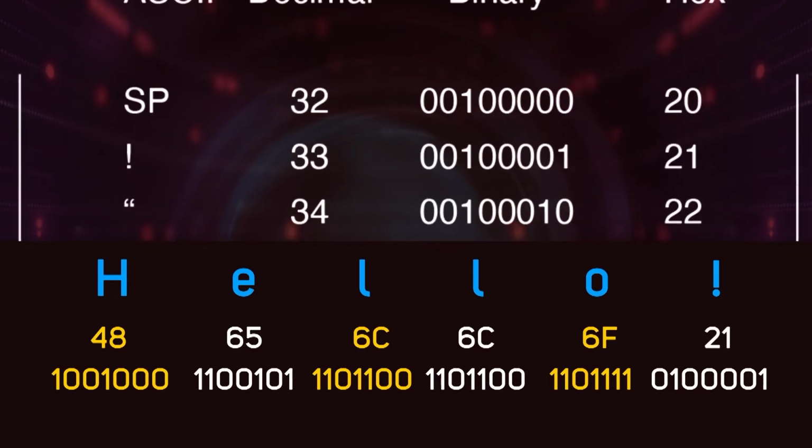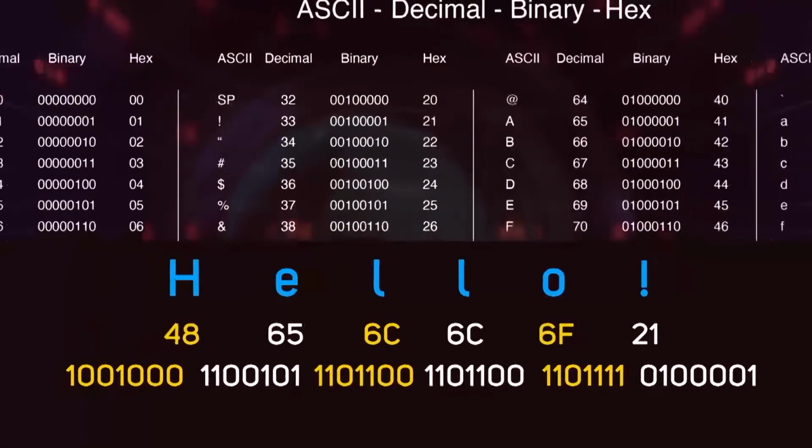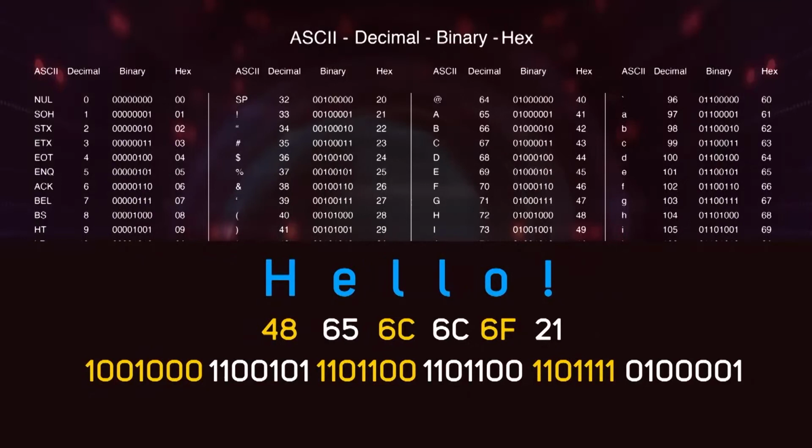So, the string Hello! can be encoded as 48656C6C6F21 in hexadecimal, and the corresponding binary can be seen here. This is how we determine the sequence of ASCII codes. Each character takes 1 byte of memory.